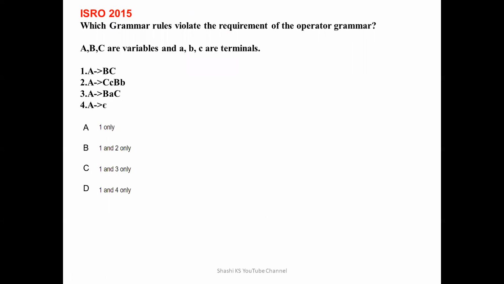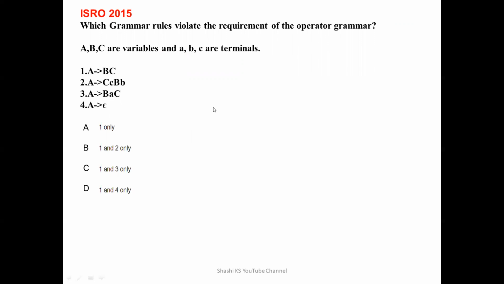The next question is an ISRO 2015 question. Which grammar rules violate the requirement of the operator grammar? A, B, C are variables and small a, b, c are terminals. Now they have given 4 productions and they are asking which set of productions, which grammar rules, violate operator grammar.